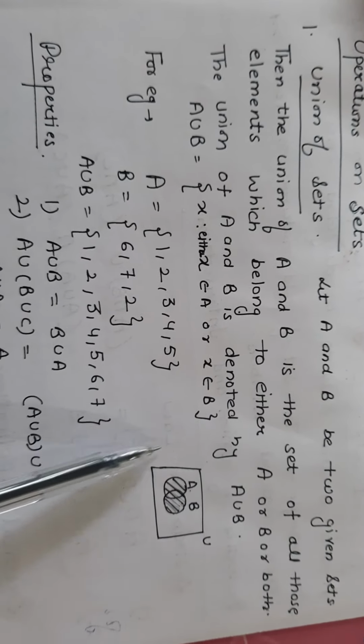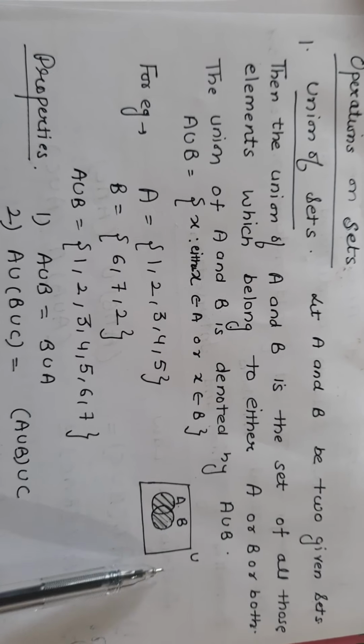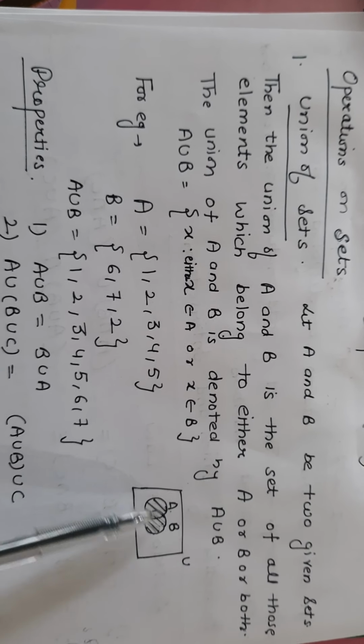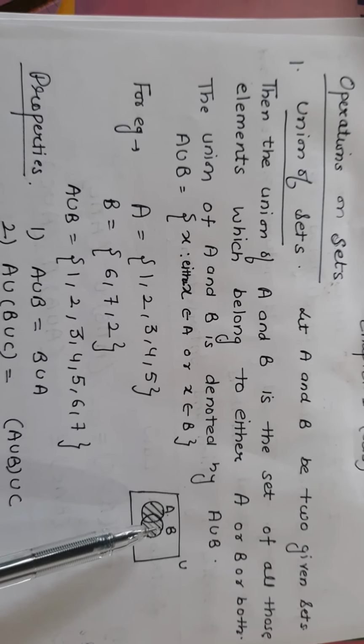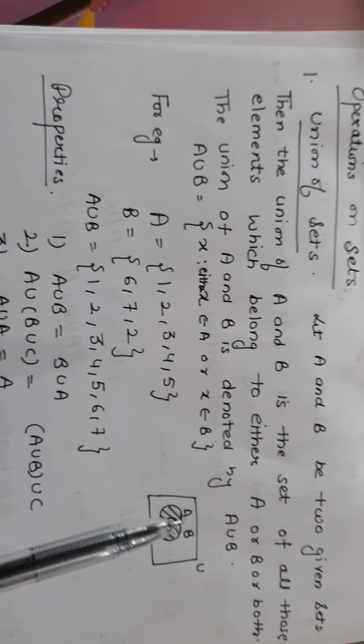If you have to represent this using a Venn diagram, first you will draw your universal set by a rectangular box. Let it be set A, let it be B. Now union means the elements from A or from B or which are in both. So this shaded region represents A union B.